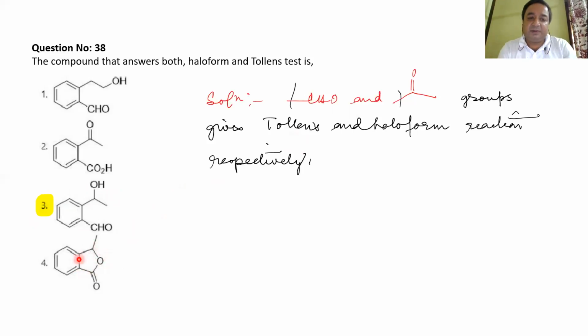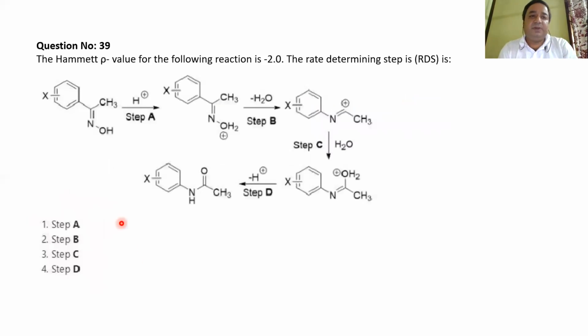Why is this not going to respond? This is basically a lactone, or a cyclic ester, and we know that esters do not undergo the Tollens or haloform reaction. Okay. Next. Over here, the question is: the Hammett rho value for the following reaction is -2. We have to find out the rate determining step. Is it A, B, C, or D?